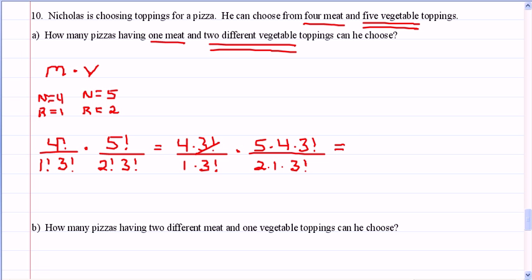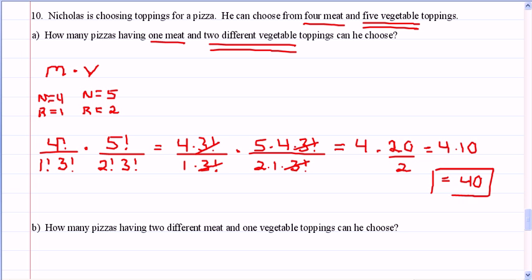and the 3 factorials in the first fraction cancel, so that I'm just left with 4. The 3 factorials in the second fraction cancel, so I'm left with 20 over 2, which is 4 times 10, and we have a total of 40 different pizzas that he can make by choosing 1 meat and 2 vegetables.